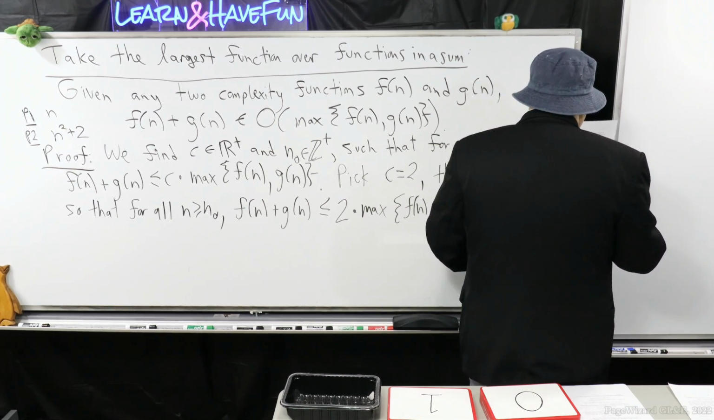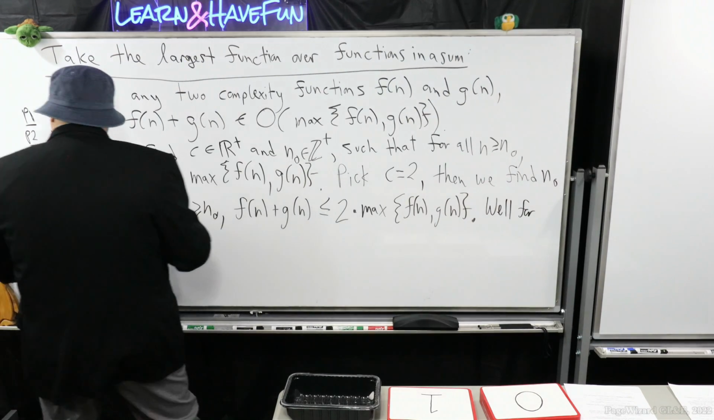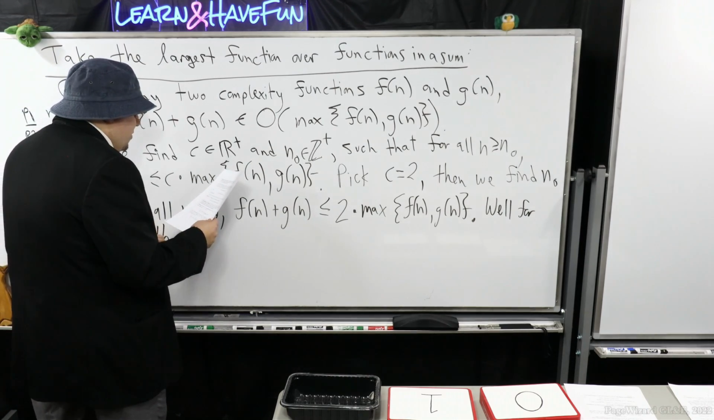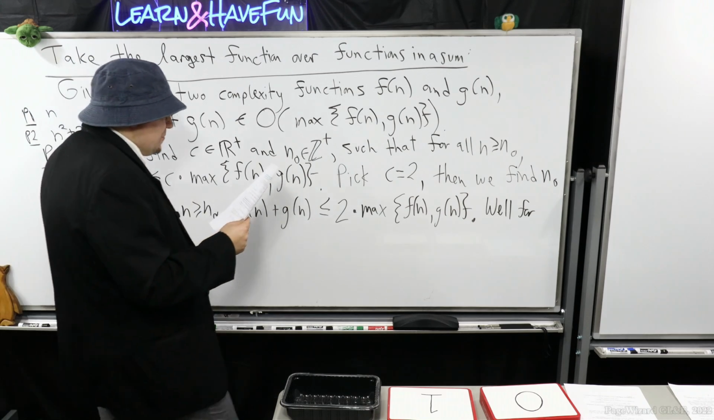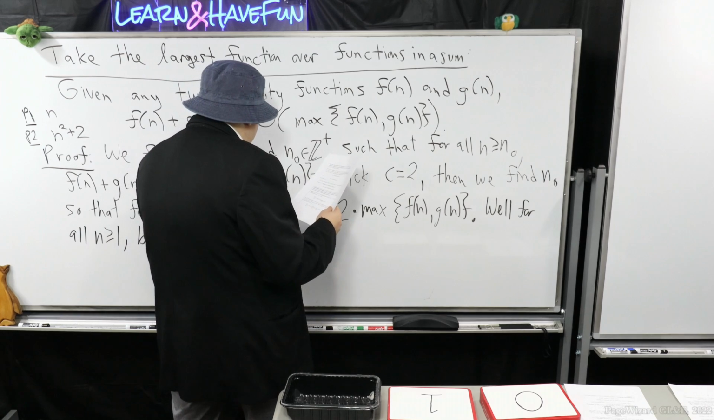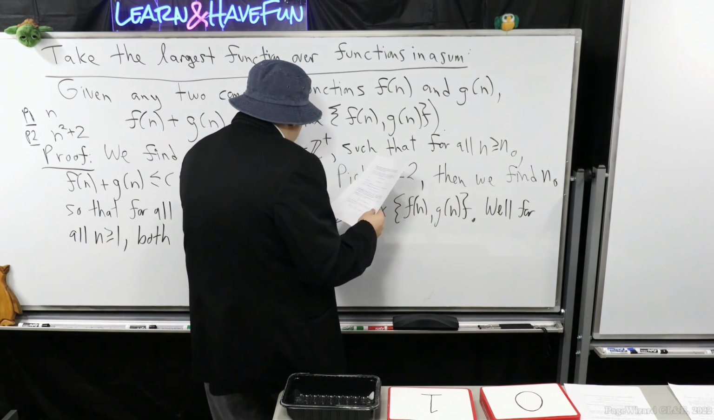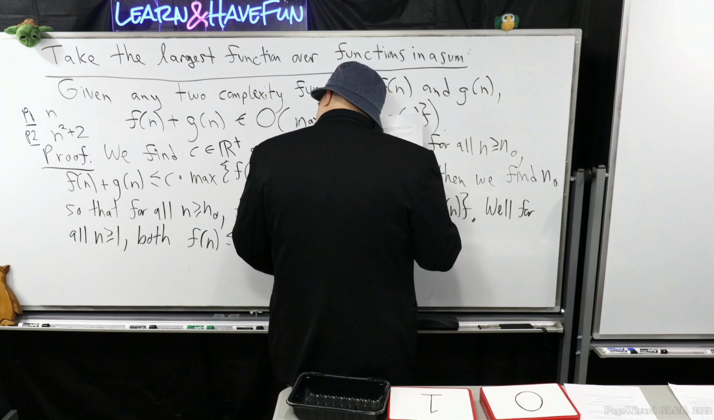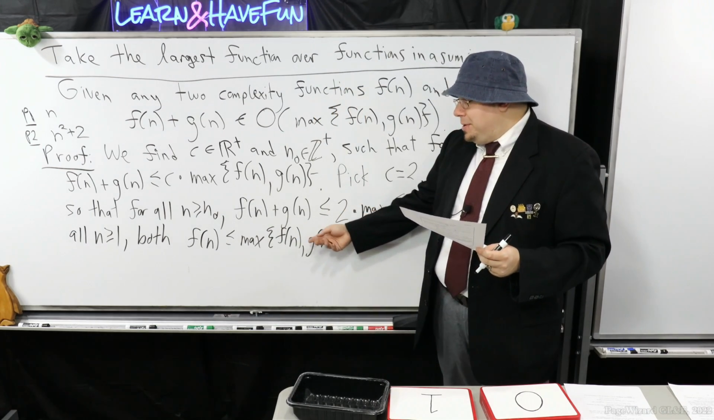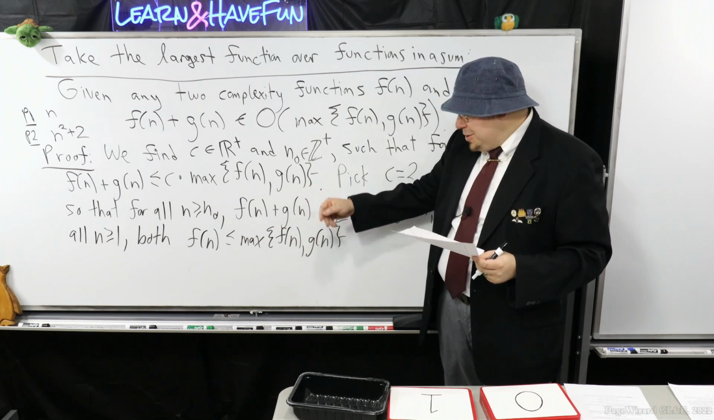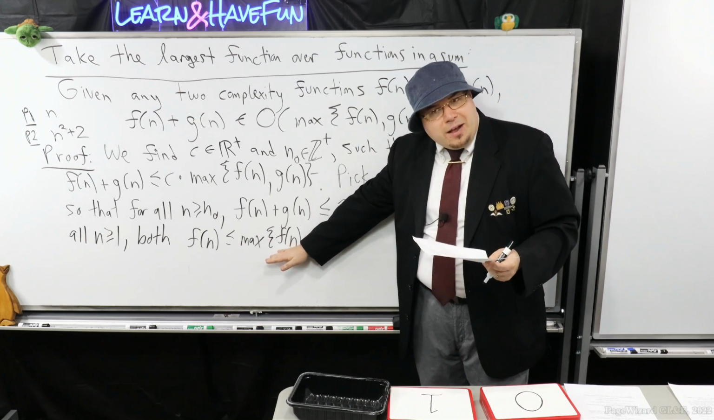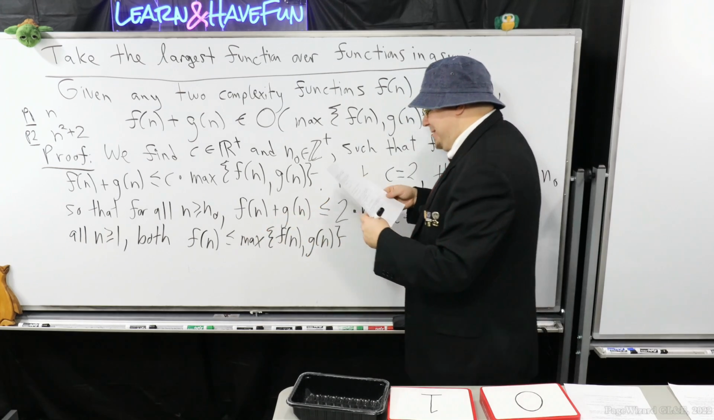Well, for all n greater or equal to 1, both of the following inequalities are going to be true. Both f of n is less than or equal to the max of f of n and g of n, right? This has to be true, right? Because f is included in that max function. So if g ends up being bigger than f for values of n greater or equal to 1, it'll pick g. But if it's bigger for f, it'll pick f. So you're covering your bases when you say something like this.